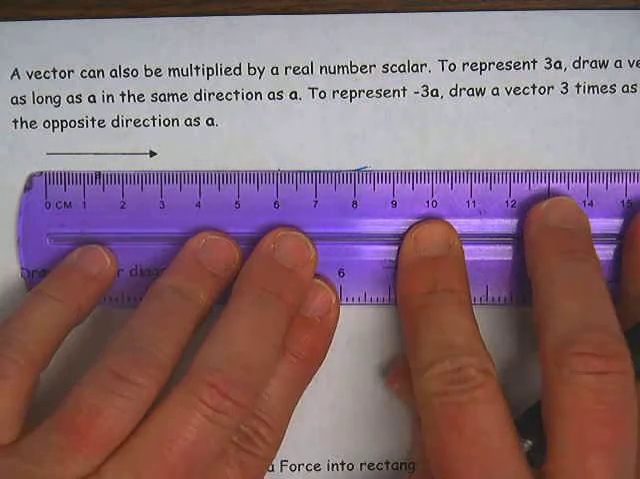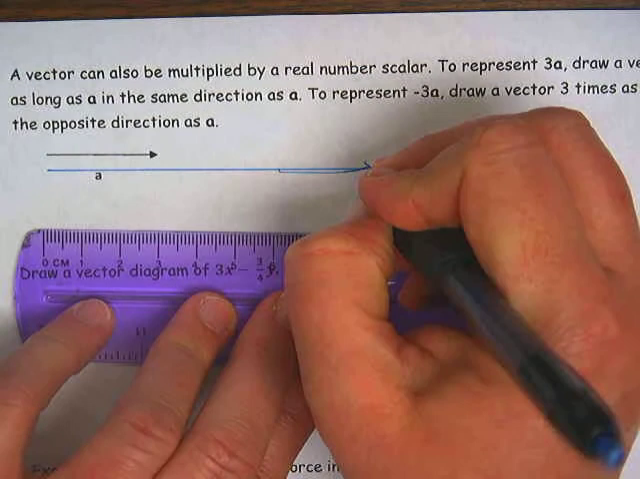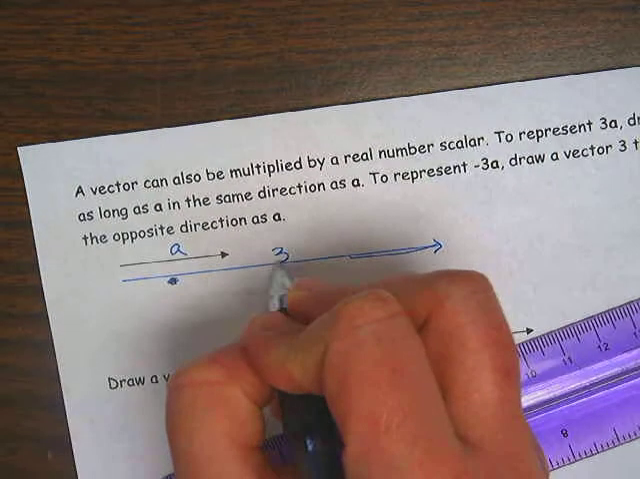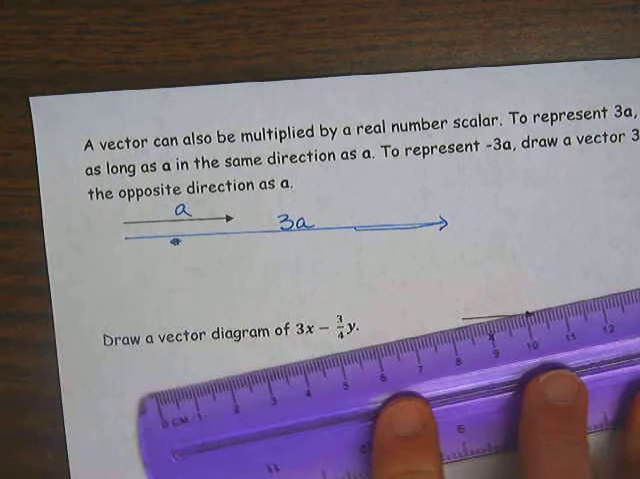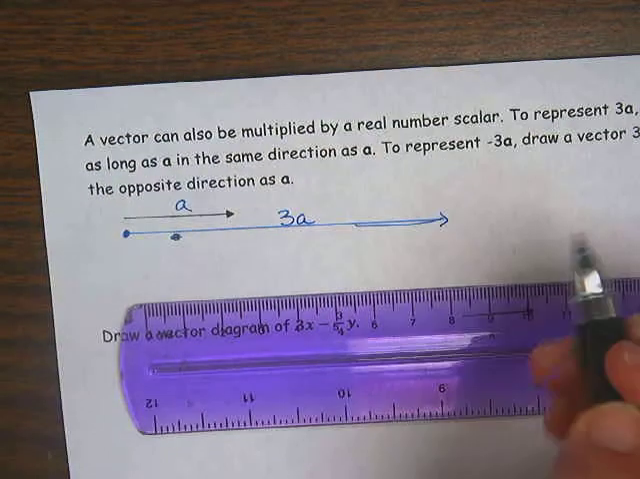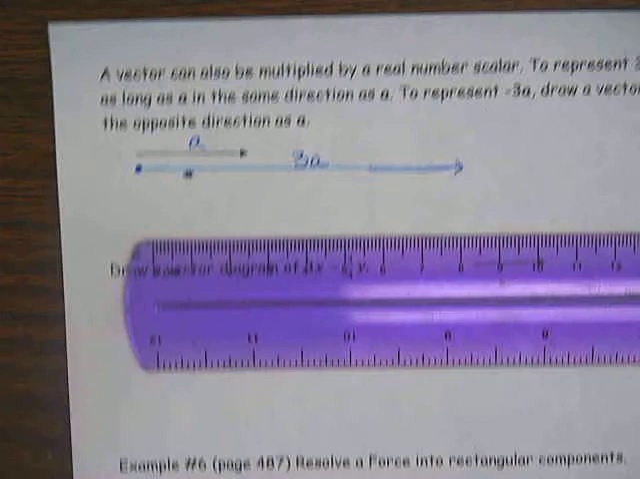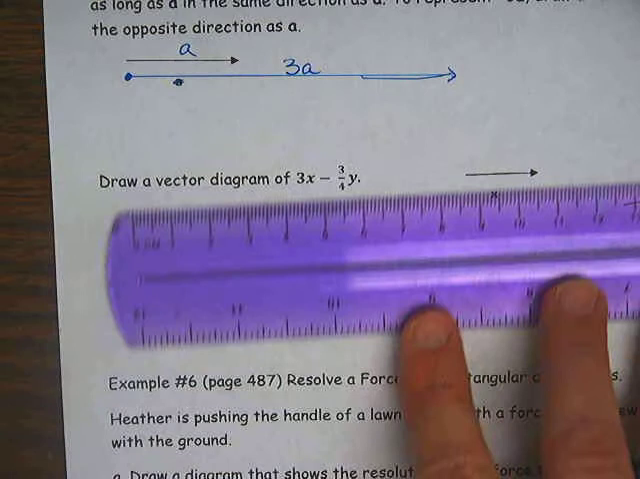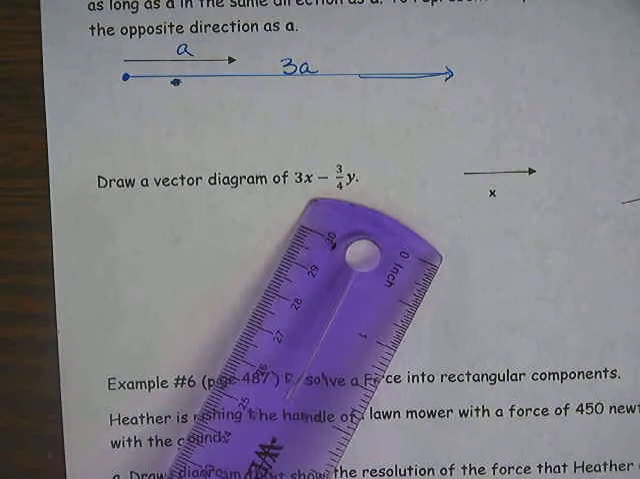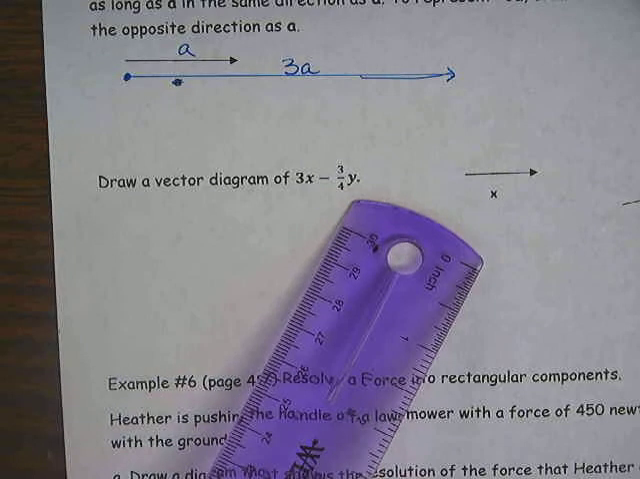Oops, hold your ruler. And this would represent, this is vector A, and this would represent 3a. If I want to go in the opposite direction, instead of having the tail here and the tip here, it would be switched. So in this example, they want you to find the resultant of 3x minus 3/4 y.